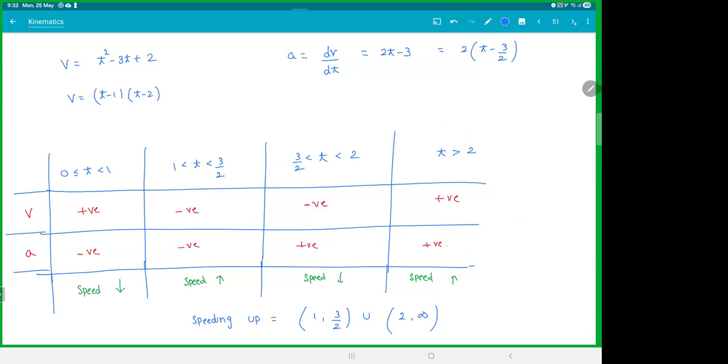That is a completely different question than asking when it is speeding up. Those are two different questions: speeding up, and acceleration is positive. All clear with this?